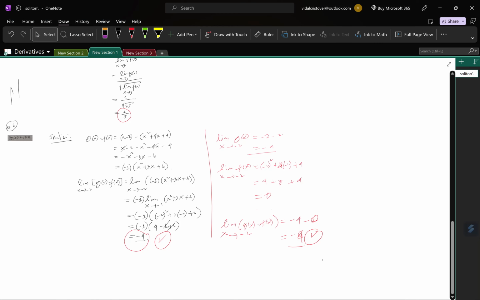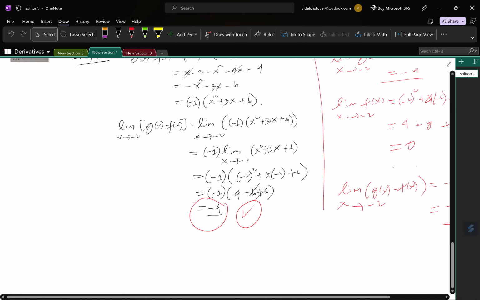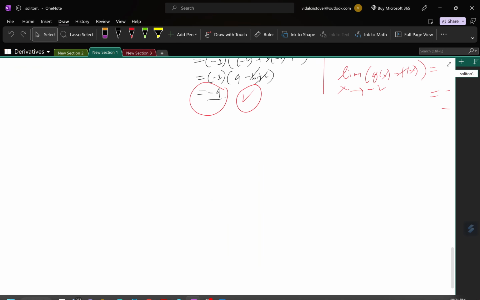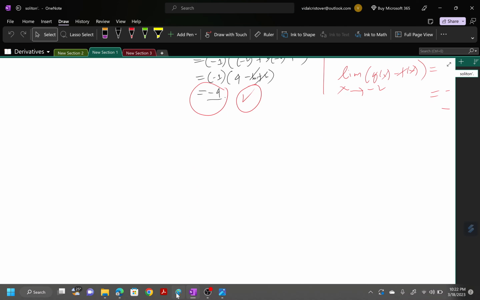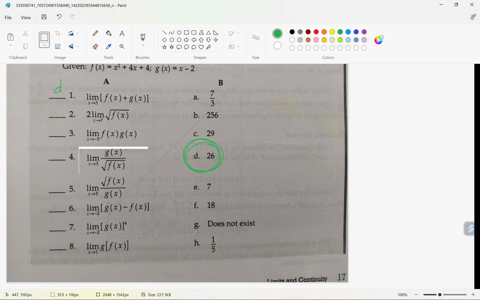Okay, welcome back. Human na ang problem number 6. We now go to problem number 7. Okay, problem number 7 is, we are asked to find the limit of g of x raised to the power of 4 as x approaches negative 2. So, unsa ang general strategy ani?